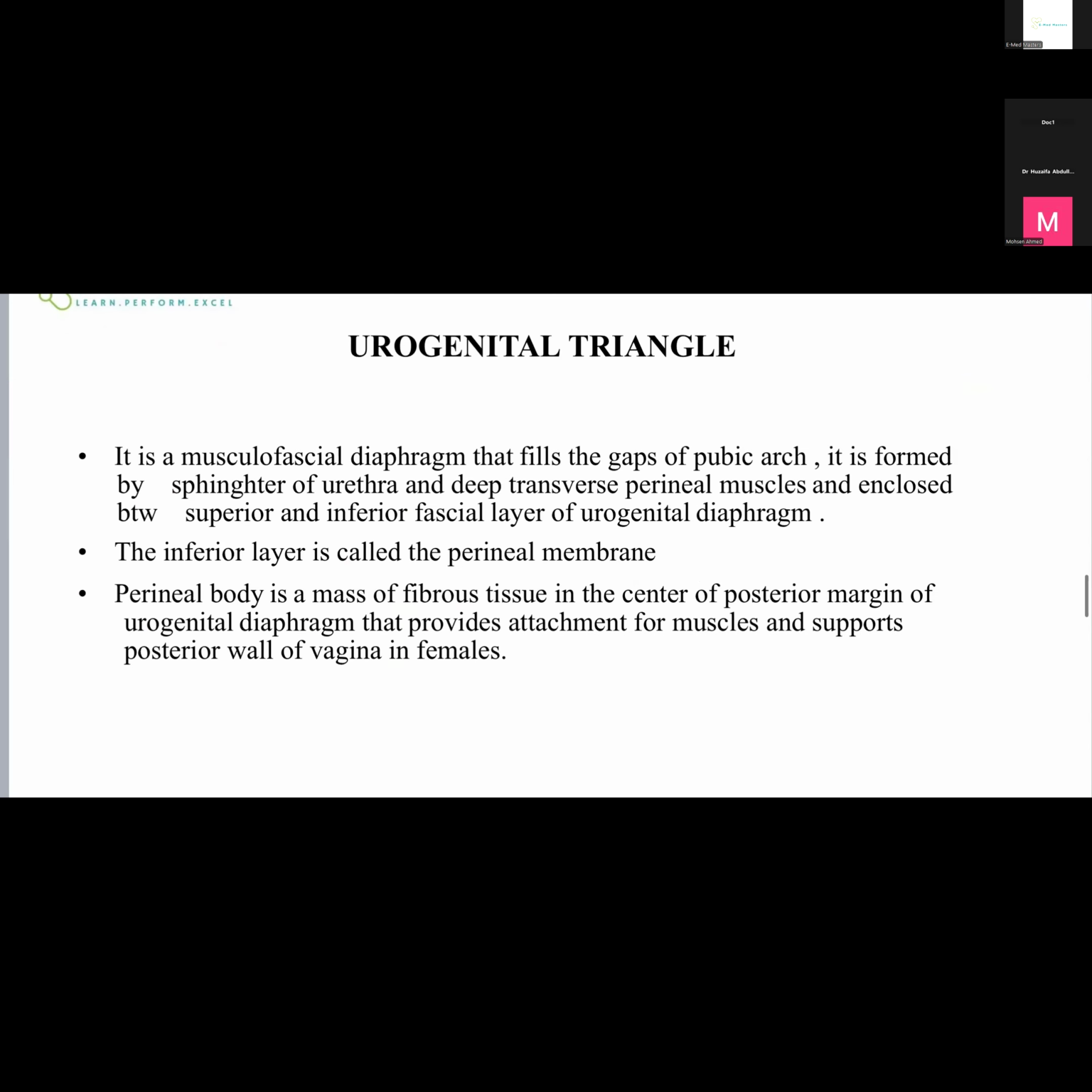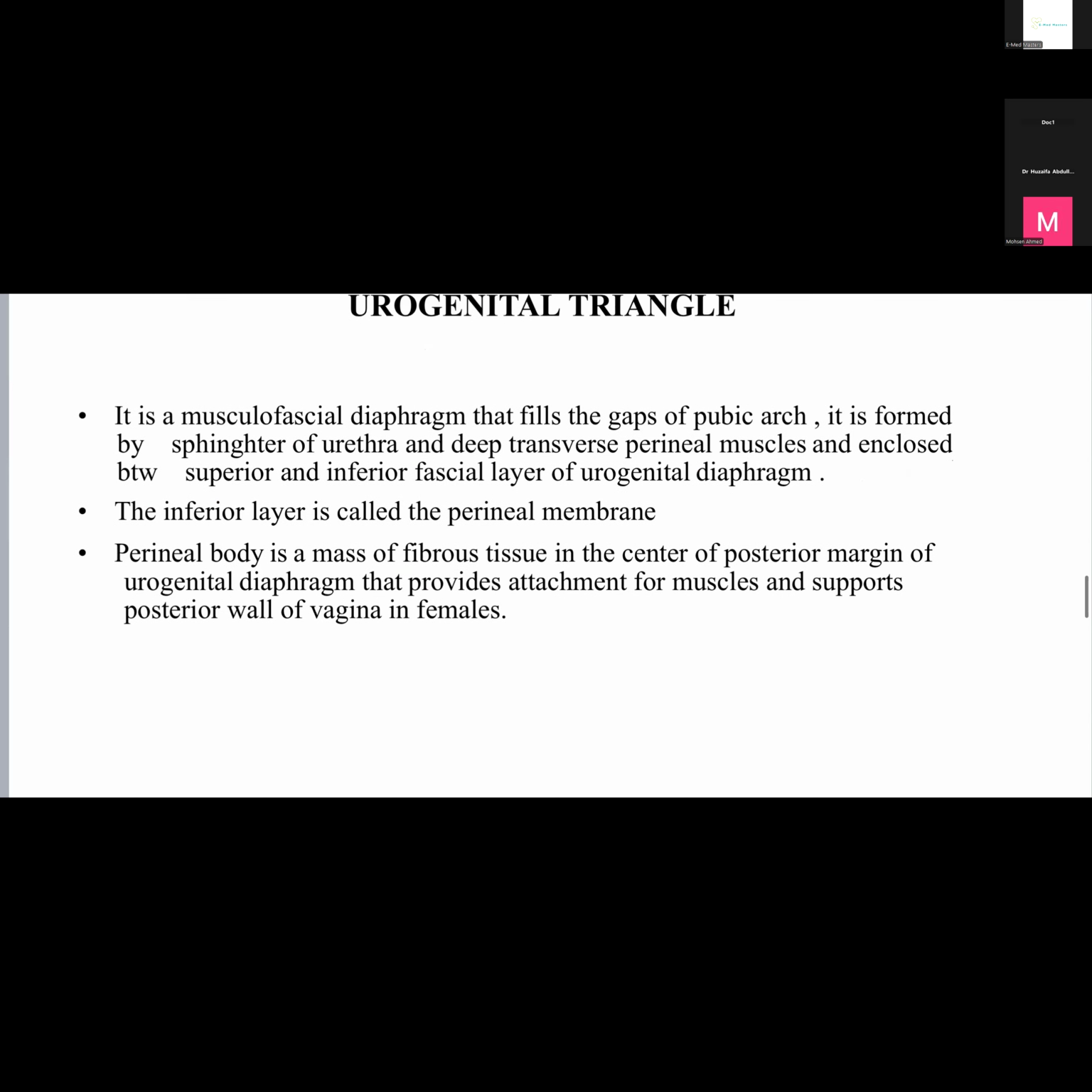What is the urogenital diaphragm? It is a musculofascial diaphragm that fills the gap of the pubic arch. As I told you earlier, the pelvic diaphragm is deficient anteriorly, so that gap is filled by the musculofascial diaphragm. It is formed by the sphincter of urethra and deep transverse perineal muscles, and it is enclosed in the superior and inferior fascial layers of the urogenital diaphragm. The inferior layer of this fascia is called the perineal membrane.